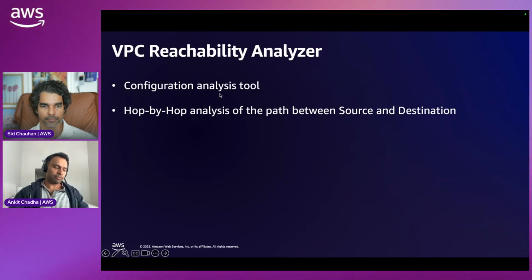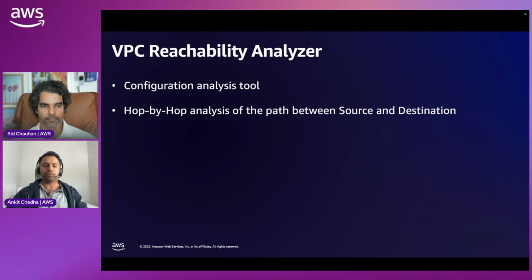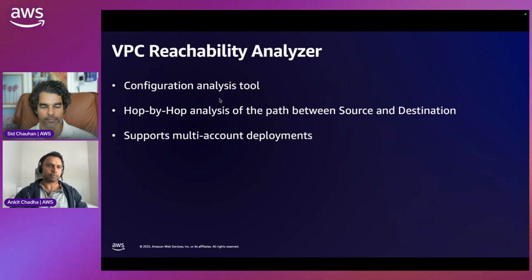So if, let's say, there are seven intermediate resources between a source and destination, RA analyzes the config of all of those intermediate hops and tells you what the blockages are. Since it's in the config plane, it has the capability to tell you that, hey, there is not just one blockage, there might be five blockages between the source and destination. So pretty powerful that way.